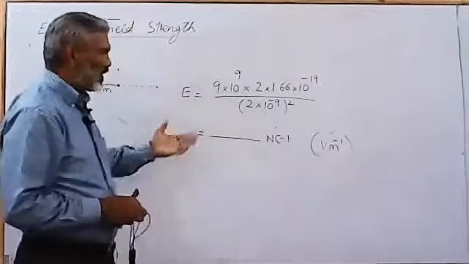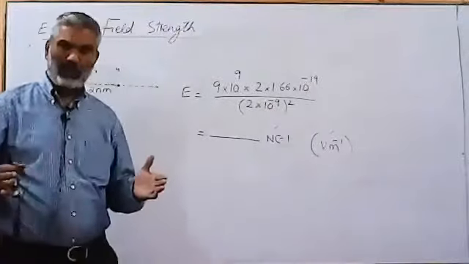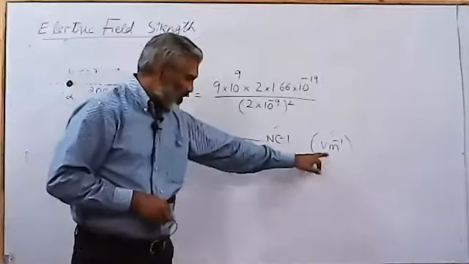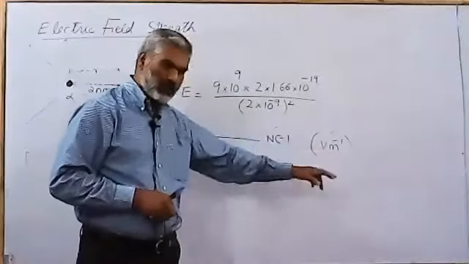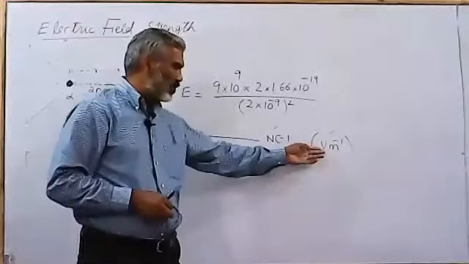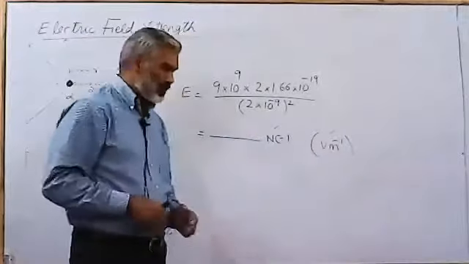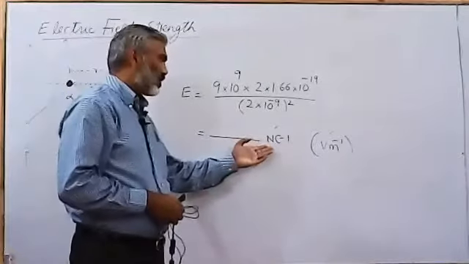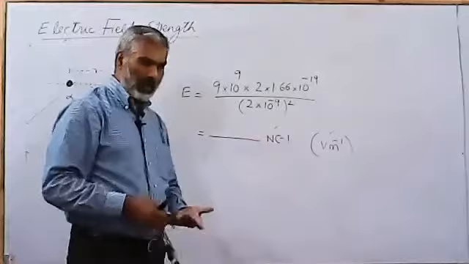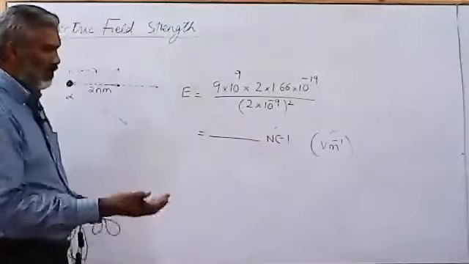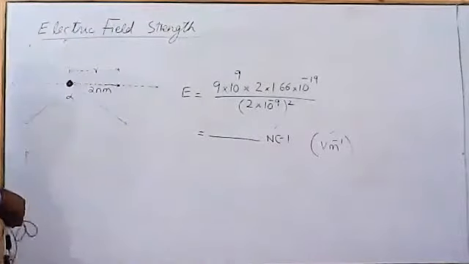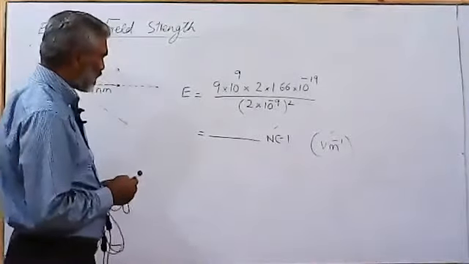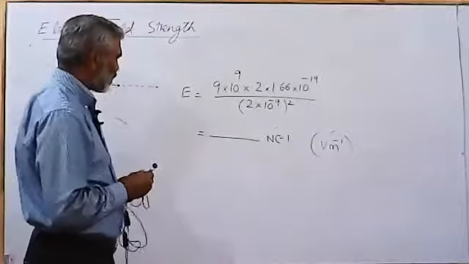So uniform fields can be created with the help of 2 parallel plates connected to a battery. This is a more convenient unit to express because the potential difference is given in volts and separation can be expressed in meters. But if it is a force per unit charge, clearly the charges are given, the forces are given, then Newton per coulomb, of course, is a more appropriate way to write the units.